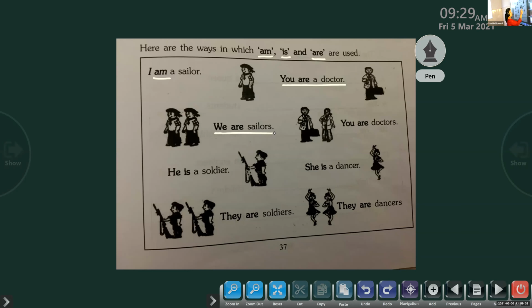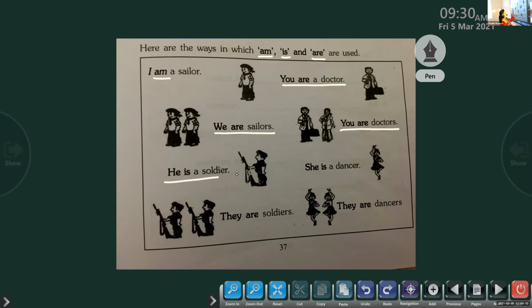Even in the case of two or more people other than us, we have to say you are doctors. If it is only one person, a doctor or a teacher, but another person other than us, we have to use you are. If there are more than two, we must say you are doctors.